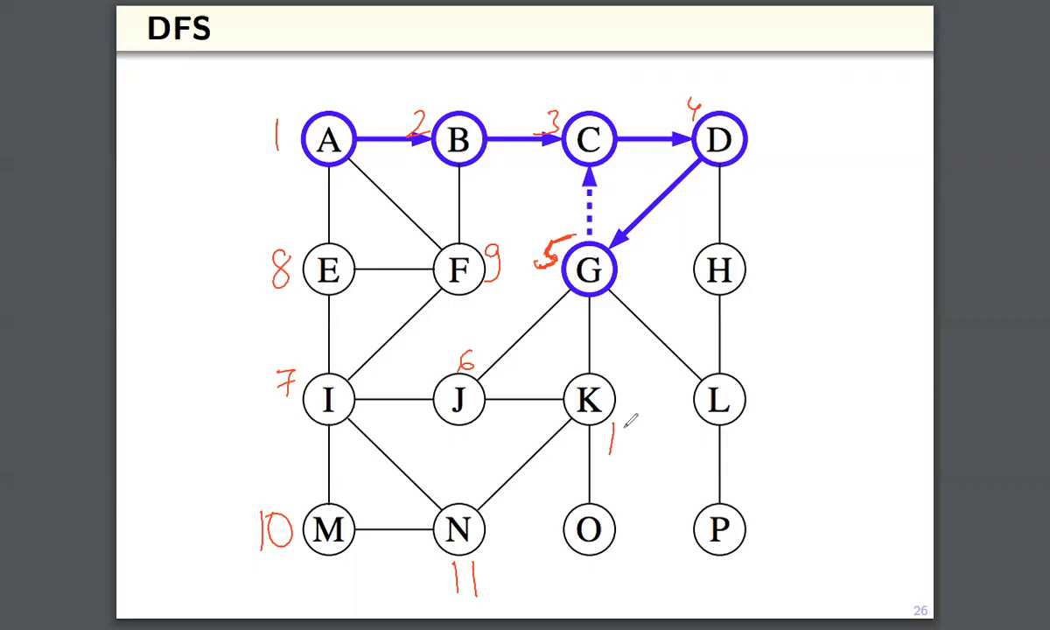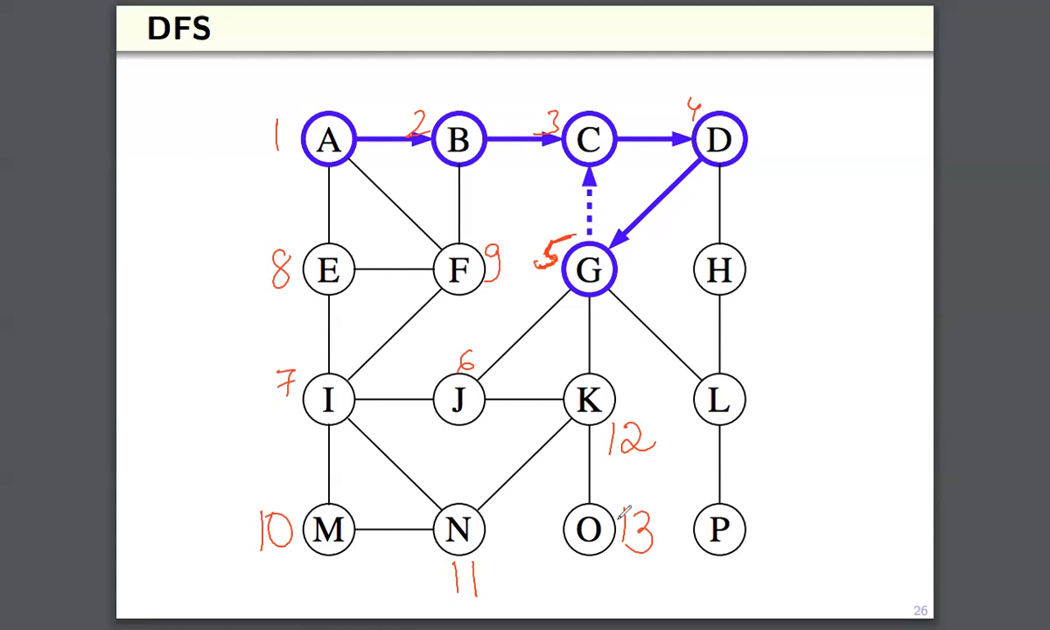Okay, K. Then O is the unvisited neighbor of K. Okay. Then you go back to G eventually, right? Because everything else has been visited. This time, what happens from O?